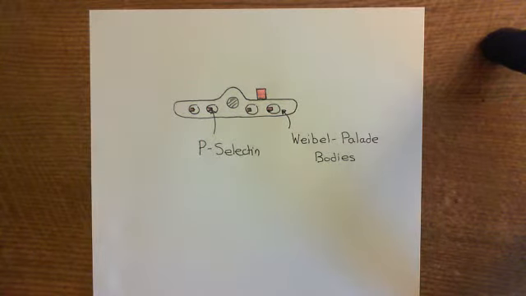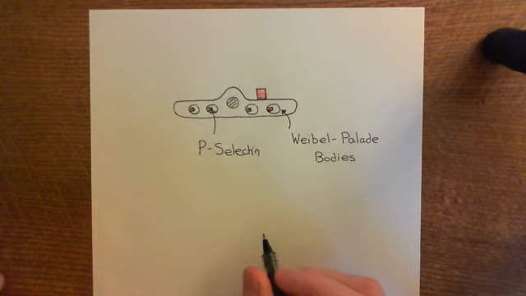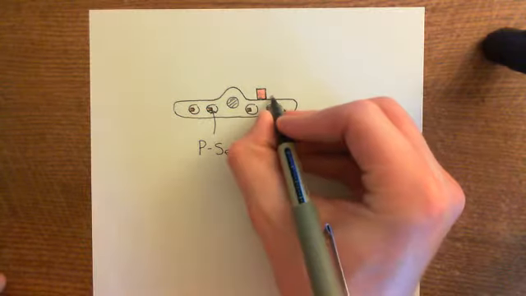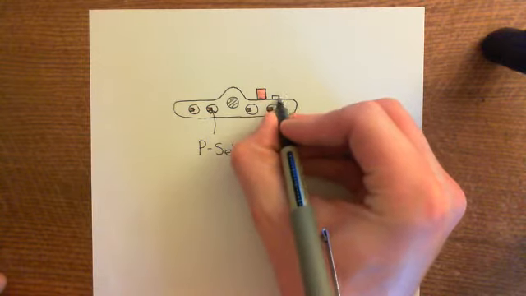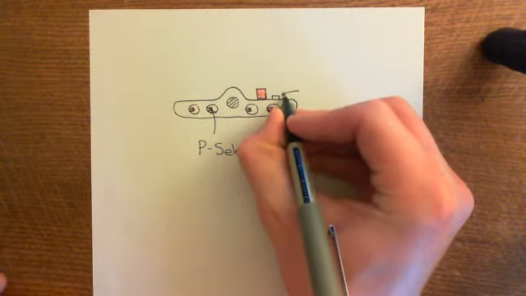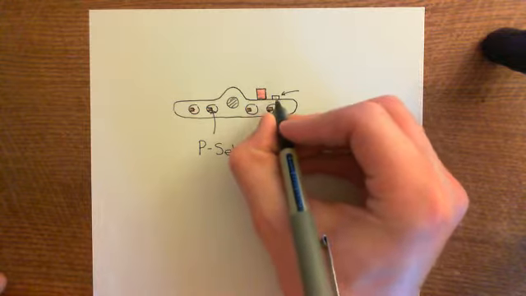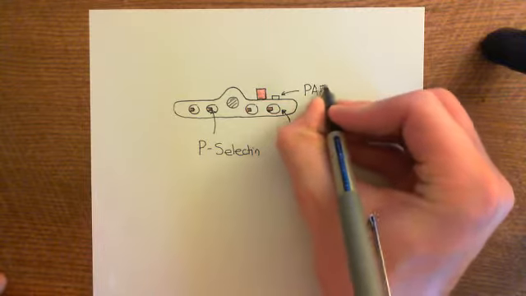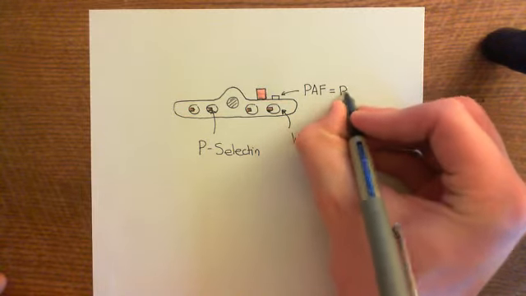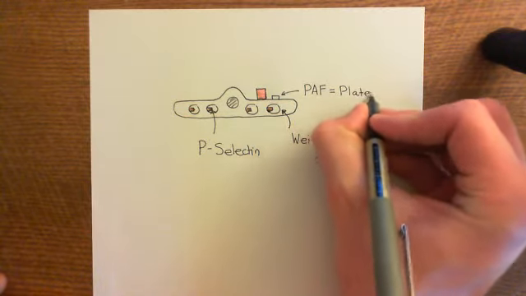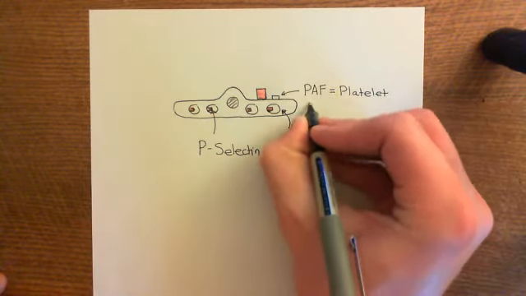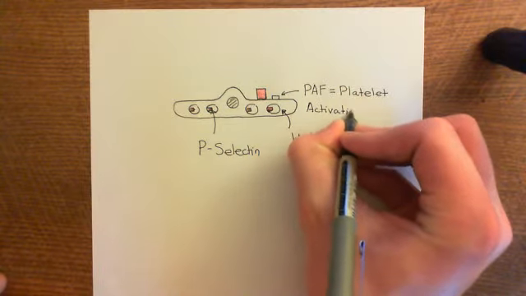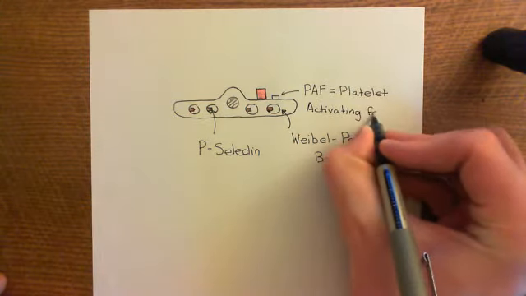Now, the other thing that these endothelial cells start to put on their surface is they start to produce something known as platelet activating factor. Now, this is a lipid molecule, so it's not really on the surface. Instead, it's actually within the phospholipid bilayer. So, platelet activating factor, often abbreviated to PAF for short. The full name is platelet activating factor, and as I say, it's a lipid molecule, so it's within the phospholipid bilayer.